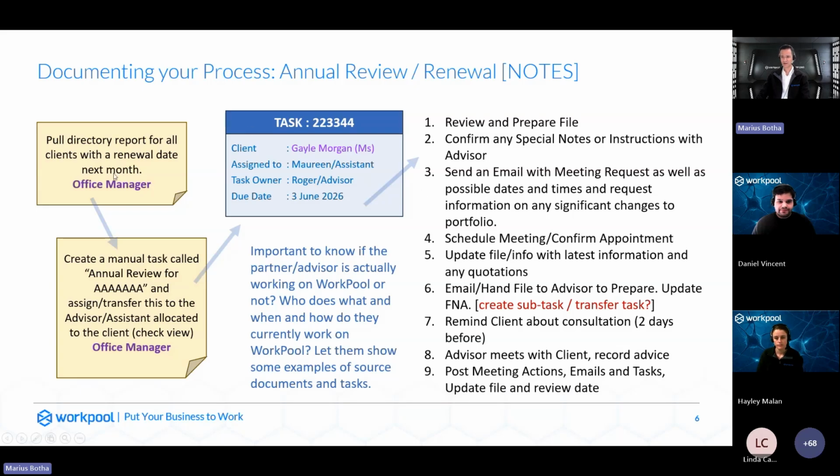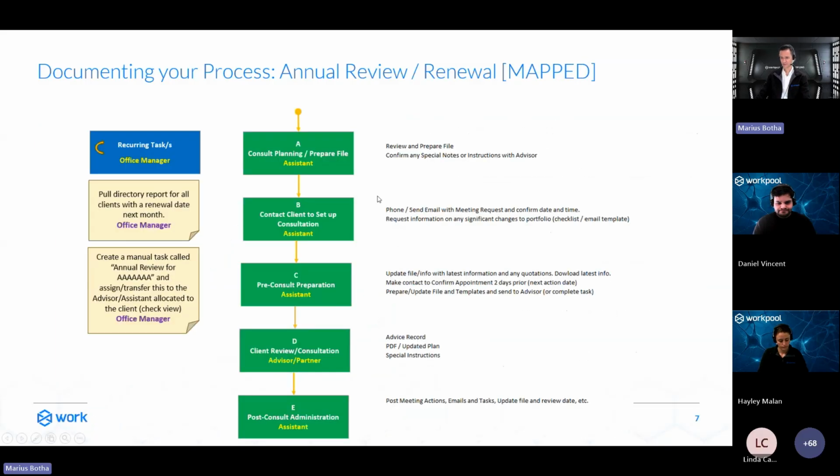In my example, I'm using the annual review or annual renewal, and I stepped you through the process of an assistant with an advisor. The assistant was preparing certain documents, and then the advisor would have a meeting with the client, and post that there would be certain administration happening.